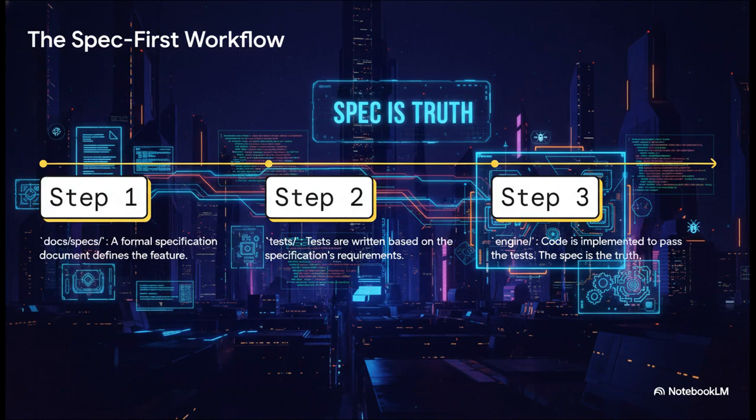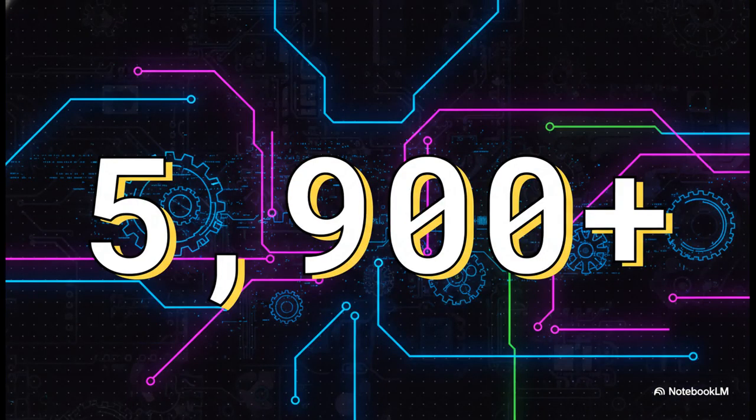This first principle, spec first, is incredibly rigorous. Every single feature starts out as a formal specification document. Then, from that document, the tests are written. And only then is the actual engine code written with one single goal: make those tests pass. It's a huge investment up front for sure, but that's the price you pay for absolute predictability. And this isn't just some vague guideline, it's a serious commitment. The engine is validated by over 5,900 test assertions, and every single one of them traces directly back to a spec document. That is how you build a system that's truly robust.